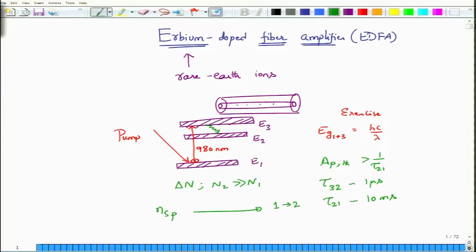So you understand that this has to be inverted, but not completely inverted. So there are some atoms in the ground level that are possible. This is the 980 nanometer pump, which takes the atoms from E1 to E3, where they quickly relax onto E2.